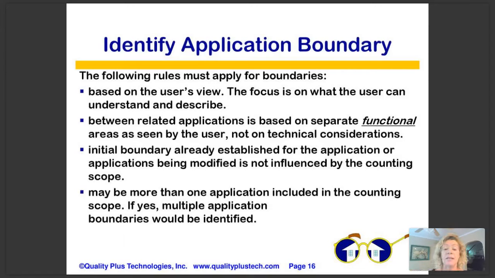The initial boundary is already established for the application. In other words, my initial boundary doesn't change. I don't change my boundary of what's in a piece of software based on what's phase 1 or phase 2 or things like that. So my boundary does not change. And we might have more than one application, and then we would have more than one function point count and more than one application boundary.